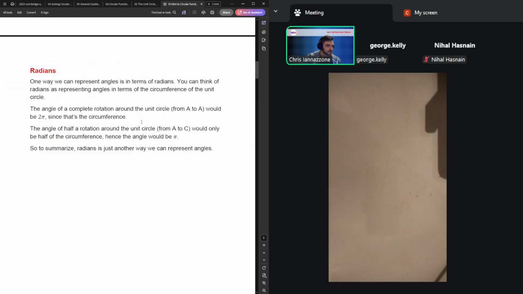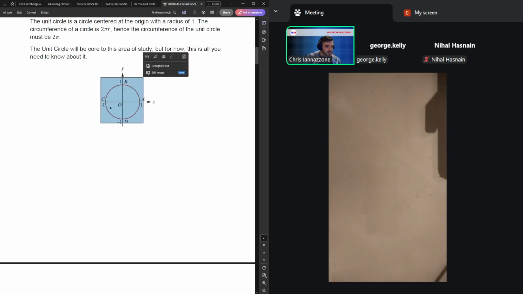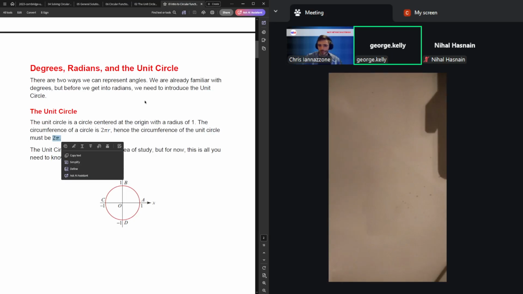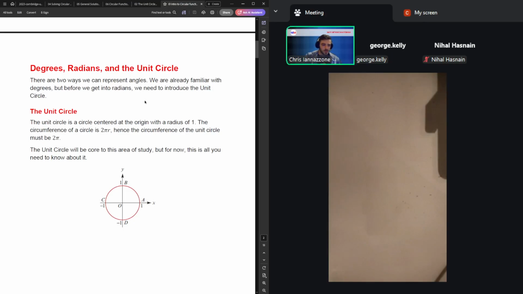Now, where that comes from is the unit circle, like I mentioned, and with the unit circle, because it has a radius of 1, and the circumference of any circle is given by 2 pi r, if r is 1, then what we can say is the full circumference of the unit circle would be 2 pi. Radians is expressing the angle inside the circle in terms of the circumference that it covers.